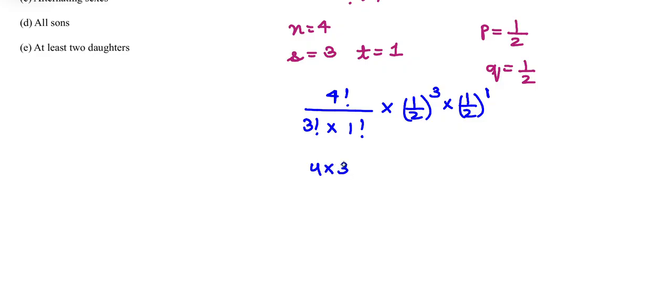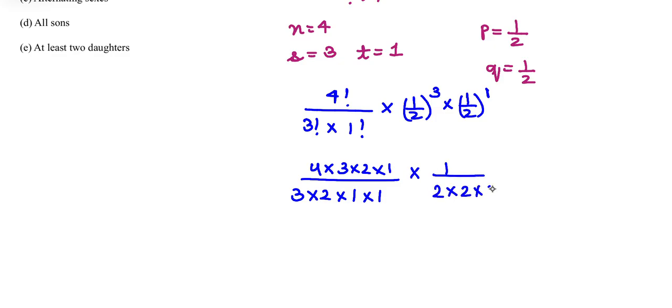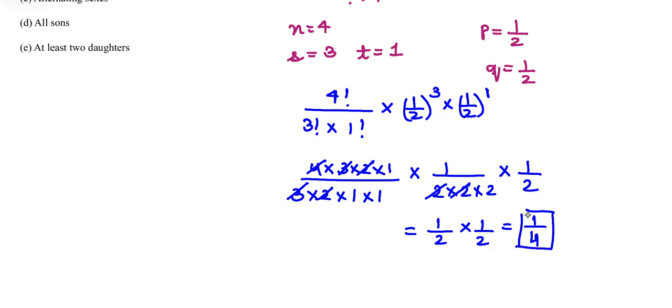So here we can get 4 into 3 into 2 into 1. That is the formula. How do we solve factorials? It is 3 into 2 into 1 and this is 1. Here we can get 2 multiplied by 2 multiplied by 2 and here also multiplied by 2. Now this 2 and 2 get cancelled, 3 and 3 get cancelled, 4 cancelled by 2, and now we are left with 1 upon 2 multiplied by 1 upon 2. So the answer comes out to be 1 by 4. So this is the probability and it's as simple as that.